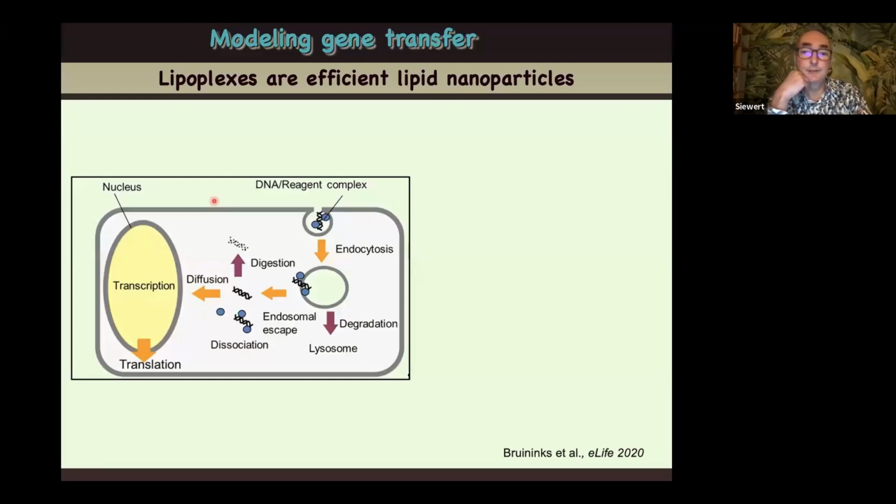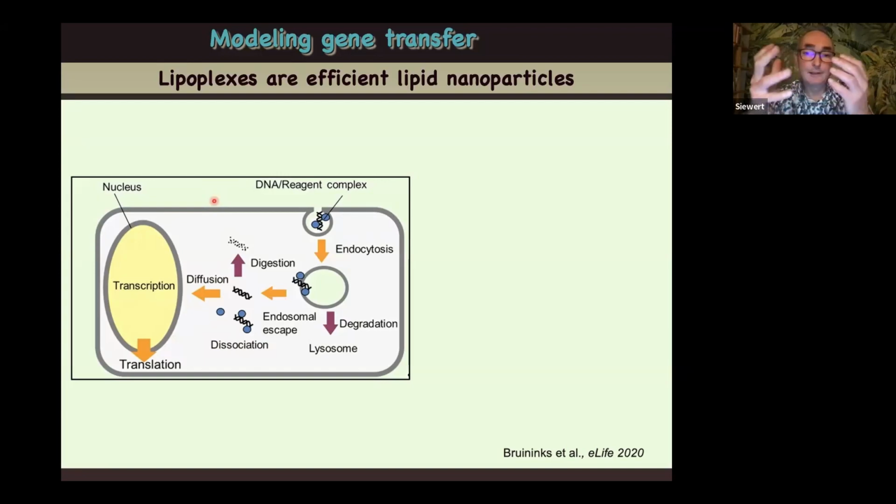Now a completely different kind of application, where we look at gene transfer. Genes can be delivered to cells. You can wrap them inside a lipid nanoparticle, and one of these is called a lipoplex.